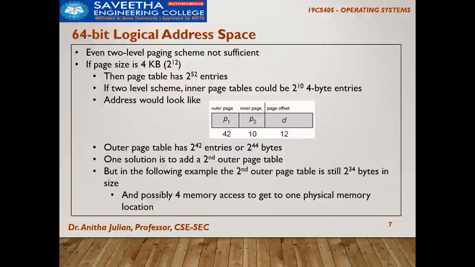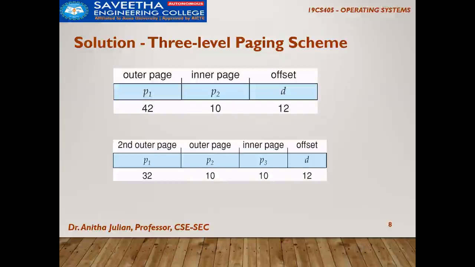Here the example given is the page size is 4 KB. So if it is 4 KB, then even using 2 level paging is not sufficient. That is what they have worked out and shown. So they go in for a 3 level paging. So you can have second outer page, then an outer page and an inner page.